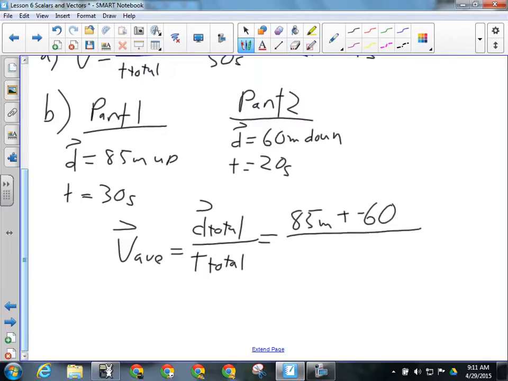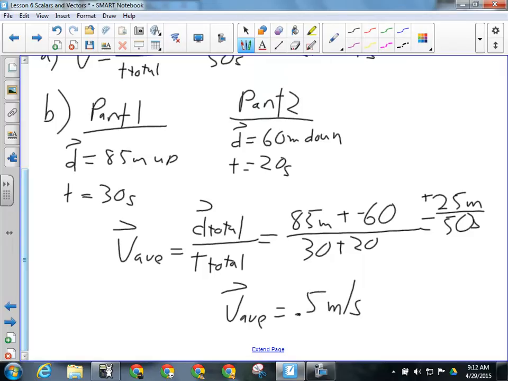Mathematically then, I'm going to have 85 meters plus negative 60, or minus 60. And then I'm going to have the total time on the bottom. That's going to be 30 plus 20. So it's still 50 seconds, same as it was in part A. So my overall displacement is that I wind up 25 meters up of where I started. And I know that because the positive value was given up and my answer comes out as positive. So 25 meters, positive, over 50 seconds. Well, that's pretty easy math. 25 over 50 tells me that my average velocity is 0.5 meters per second up.